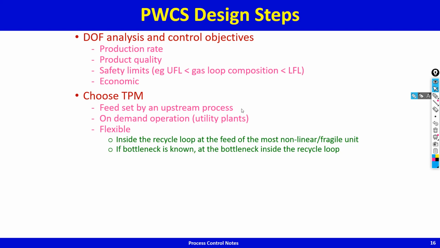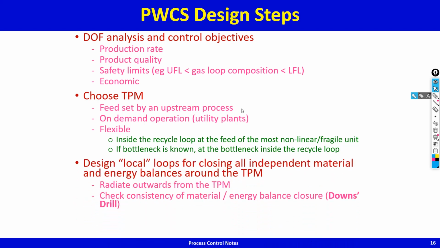Many a times, the throughput manipulator location is flexible. If it is flexible, because you get fresh feed supplied from large storage tank farms, then the throughput manipulator should be inside the recycle loop at the feed of the most non-linear or fragile unit. If the bottleneck is known, usually that bottleneck will be inside the recycle loop, and then you choose the throughput manipulator at the bottleneck inside the recycle loop.